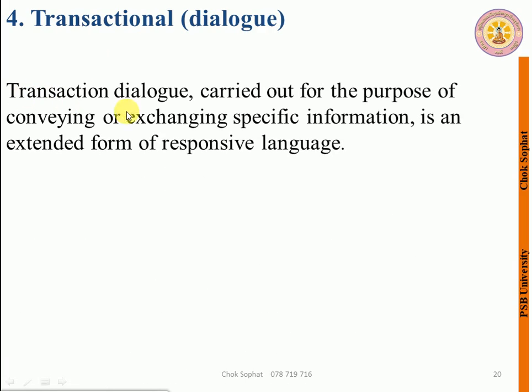Okay, transactional dialogue is carried out for the purpose of conveying or exchanging specific information. It is an extended form of responsive language.